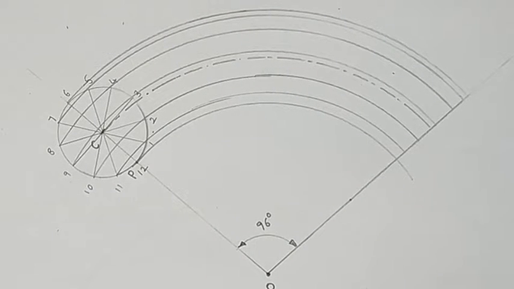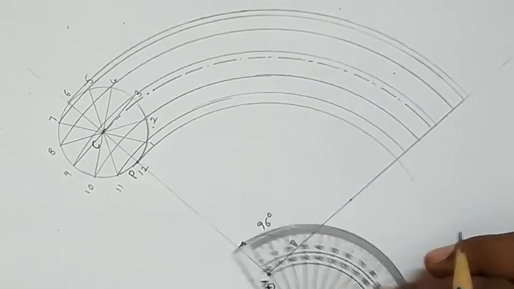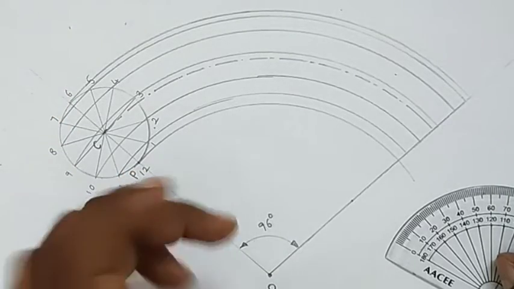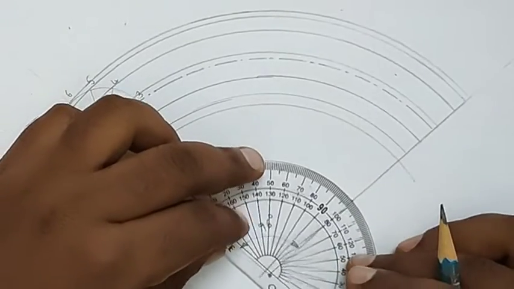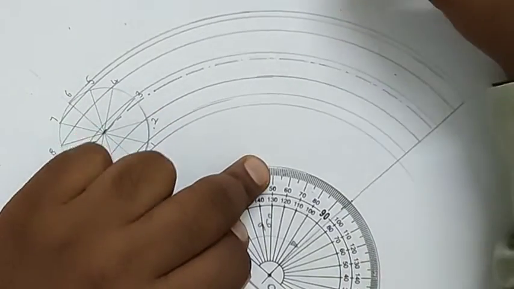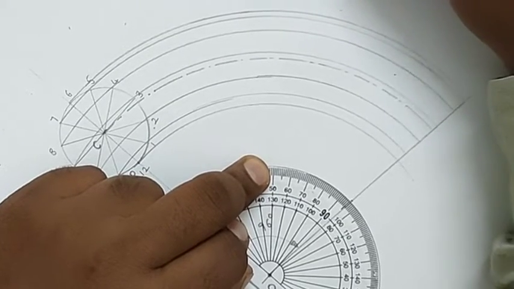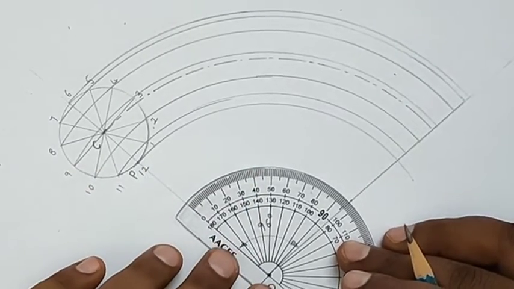Now we can divide this subtending angle 96 into 12 parts, because the rolling circle is divided into 12 parts, so the subtending angle is also divided into 12 parts. Suppose if you divide the circle into 8 parts, the subtending angle is also divided into 8 parts. So for 12 parts, 96 divided by 12, each part should be 8 degrees. You can follow, each part should be 8 degrees.